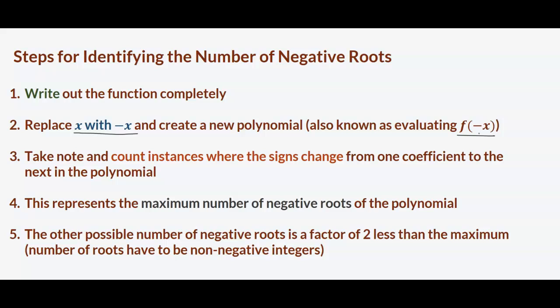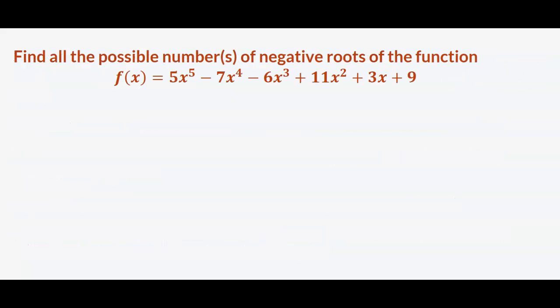We're going to take note and count instances where the signs are changing, and that would always represent the maximum number of negative roots. And of course, like I said earlier with the positive roots, the other possible choices for the number of negative roots would be a factor of 2 less than the maximum that you arrived at. So let's go ahead and try to do this one here.